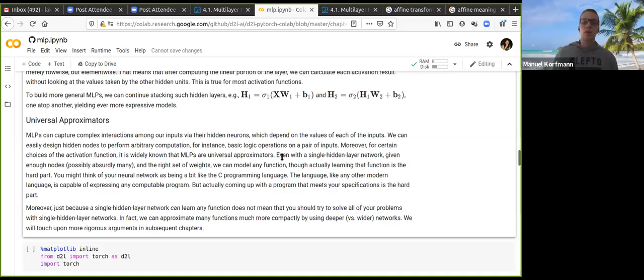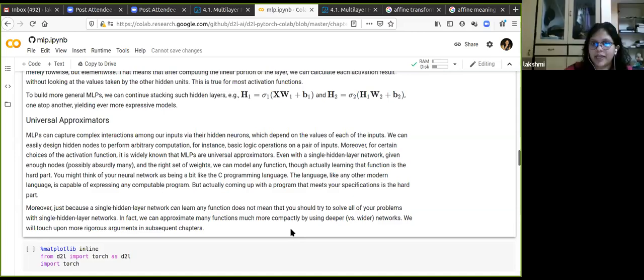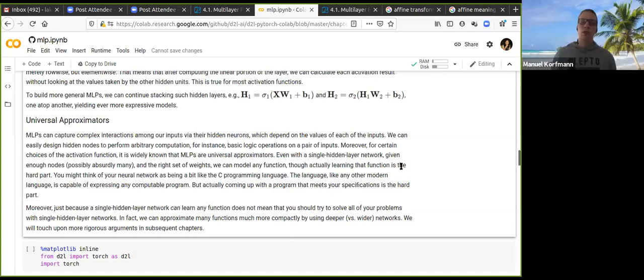So we could model any function. They are talking about exciting examples for this, like any function. Could this function be driving a car, for example?